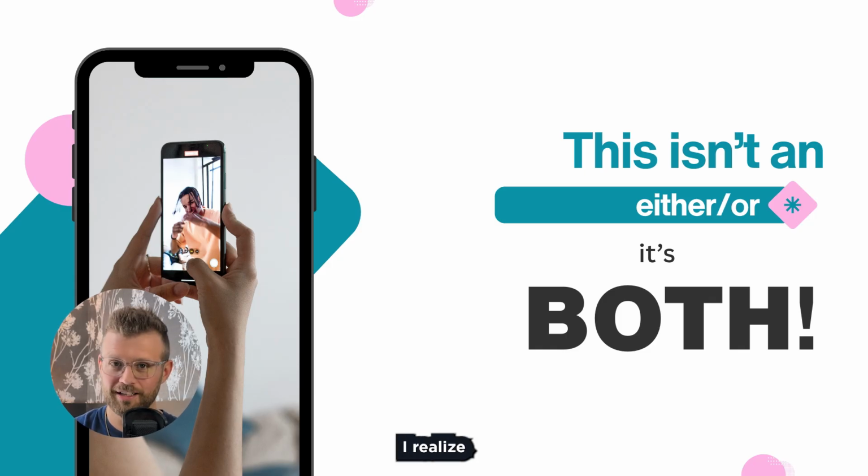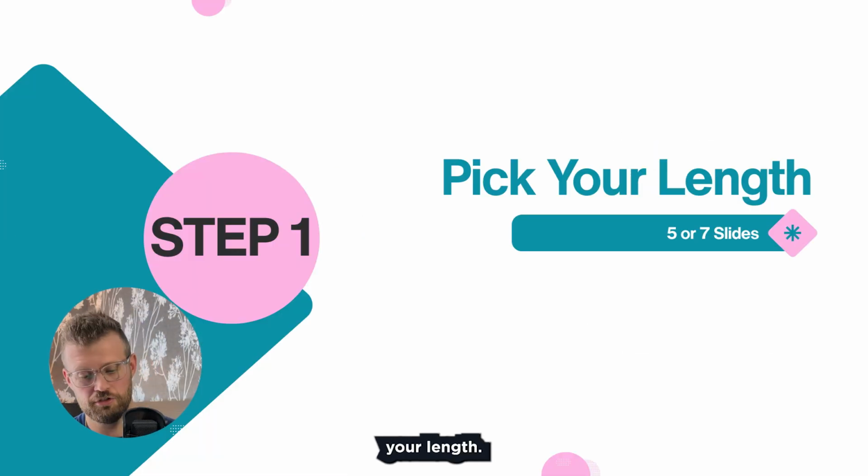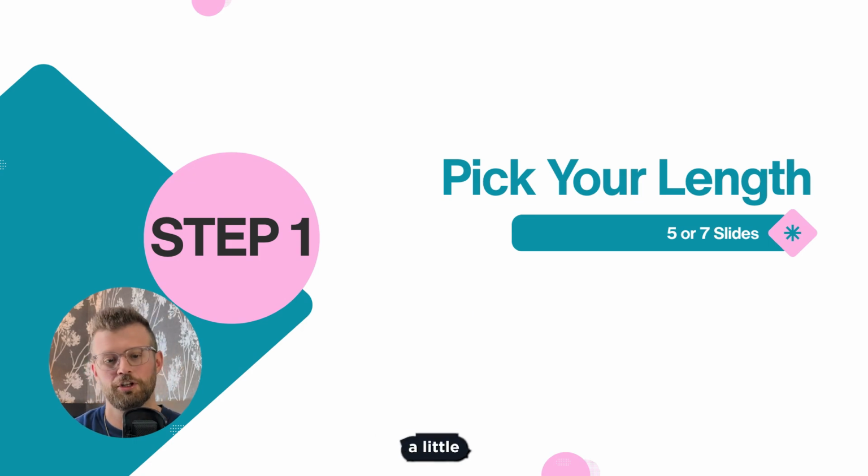And so once I realized this, I realized I need to create a new system. So my 4-step process for creating a good carousel-based post, let's just dive into it. Step number 1, decide your length. Do you want 5 slides or do you want to go a little bit deeper with, say, 7 slides?